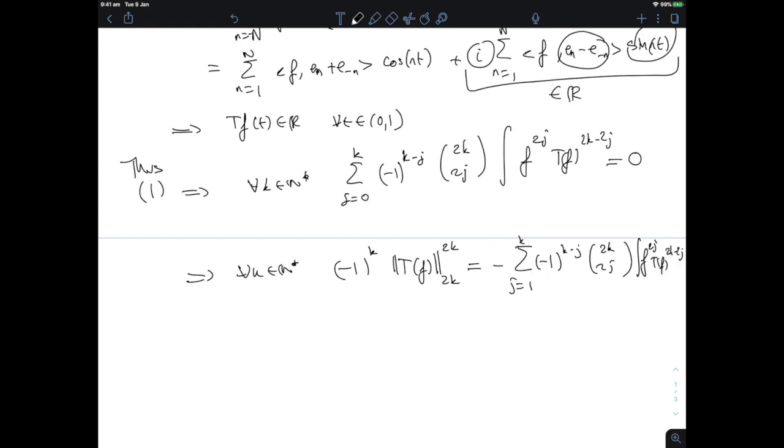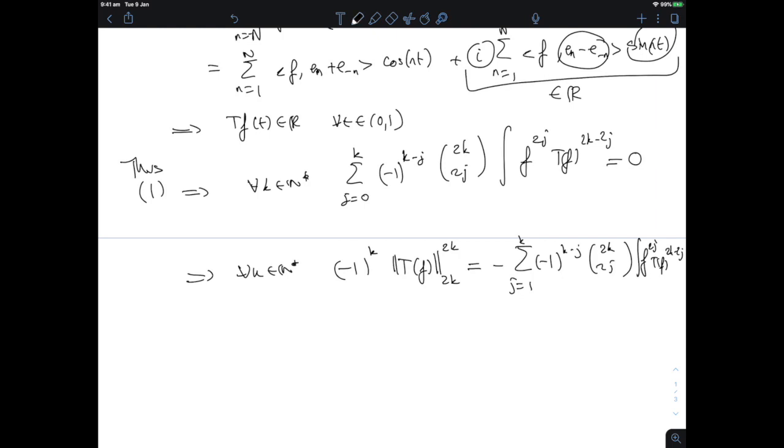Now, why is that helpful? That's because it's allowing me to express the norm of Tf in L2k using information on the norm of f and Tf in Lp for values of p below 2k. So in particular, if you were to take k equal to 2, that would give you information on the L4 norm based on information on the L2 norm of Tf, and we already know quite a bit about the L2 norm. So how are we going to exploit that?